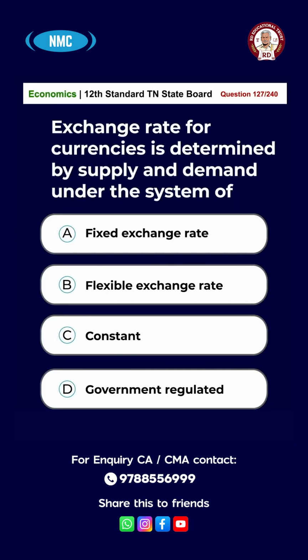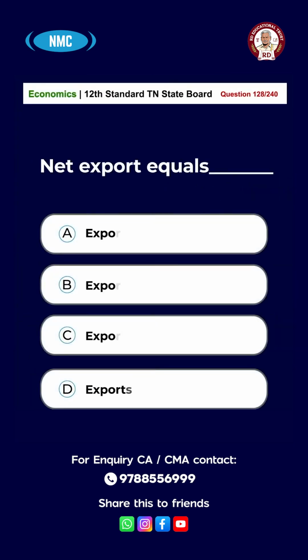Question number 127. Exchange rate for currencies is determined by supply and demand under the system of A. Fixed exchange rate, B. Flexible exchange rate, C. Constant, D. Government regulated. The answer is option B. Flexible exchange rate.